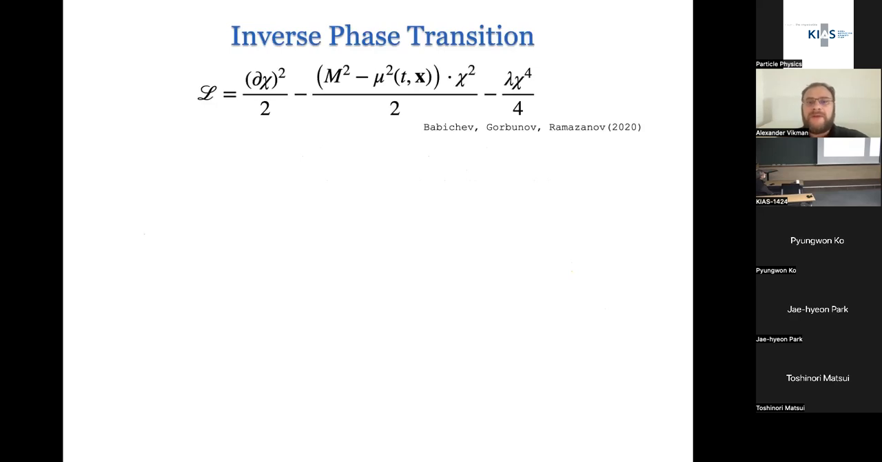Okay, let me discuss in a bit more detail how it looks. At least in this practical incarnation for dark matter, it was reintroduced by Zhenya Babichev, Dima Gorbunov, and Sabir Ramazanov in 2020. So what did these guys consider? Suppose we take a singlet scalar field chi, and it has a normal bare mass capital M, and a normal quartic coupling, so lambda chi^4.